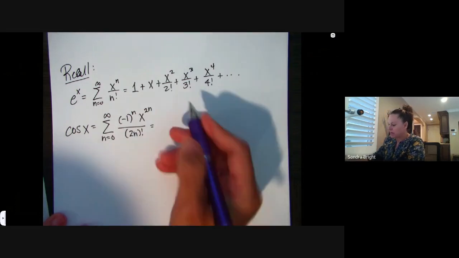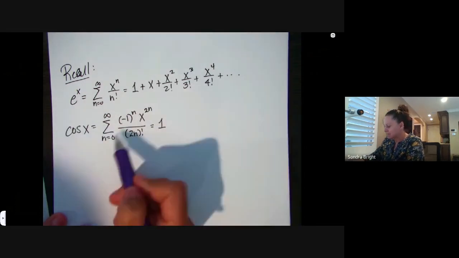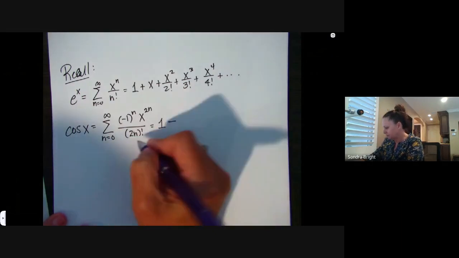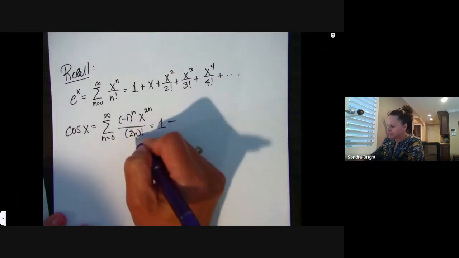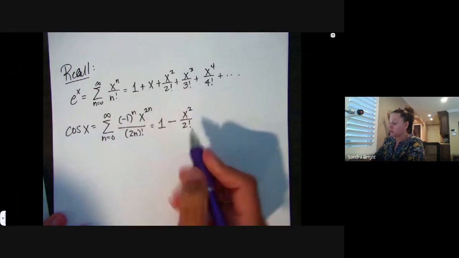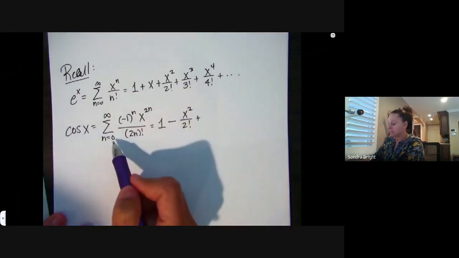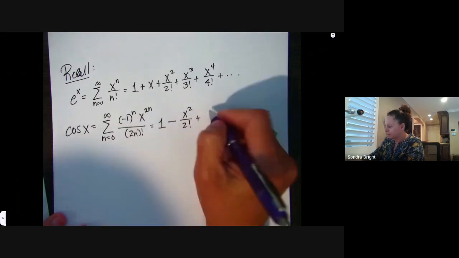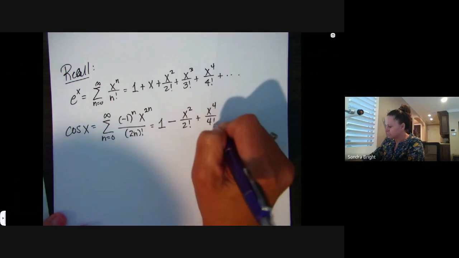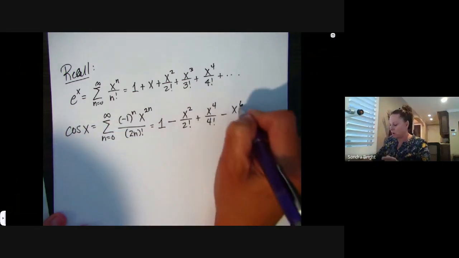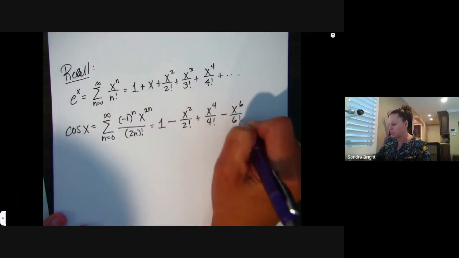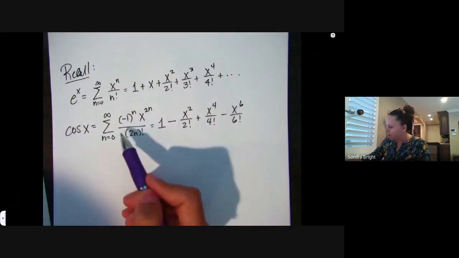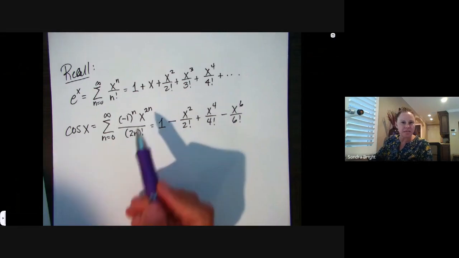And then when you plug in a 1, it'll be a minus x squared over 2 factorial. And then it's a plus. And when you plug in a 2, because it would be positive, x to the 4th over 4 factorial. And then a minus x to the 6th over 6 factorial, just by plugging in a 0, and then a 1, and then a 2, and then a 3, and then a 4, right? They only end up giving you all of the even powers over the even factorials.